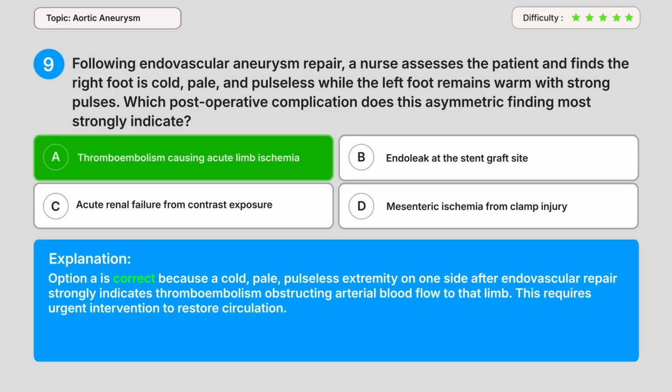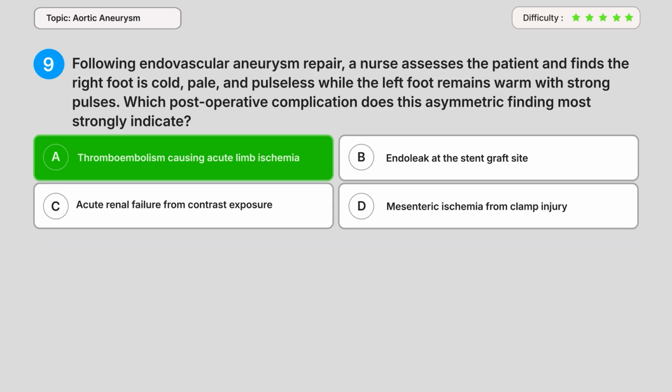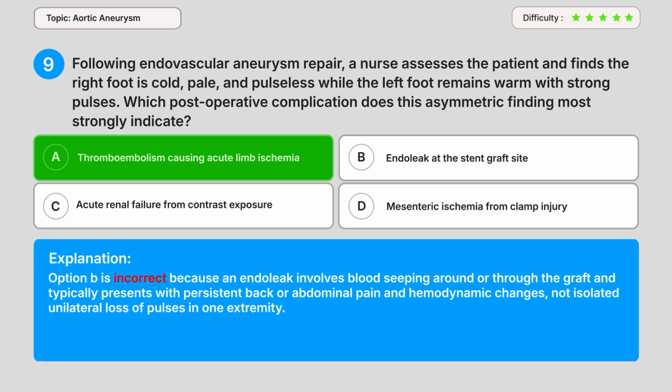Explanation. Option A is correct because a cold, pale, pulseless extremity on one side after endovascular repair strongly indicates thromboembolism, obstructing arterial blood flow to that limb. This requires urgent intervention to restore circulation. Option B is incorrect because an endoleak involves blood seeping around or through the graft and typically presents with persistent back or abdominal pain and hemodynamic changes, not isolated unilateral loss of pulses in one extremity.